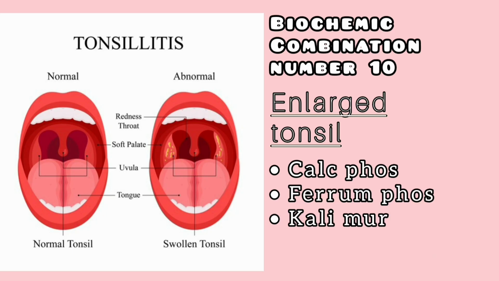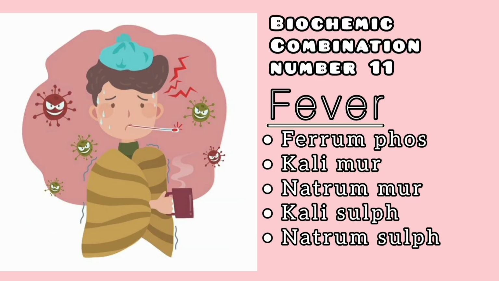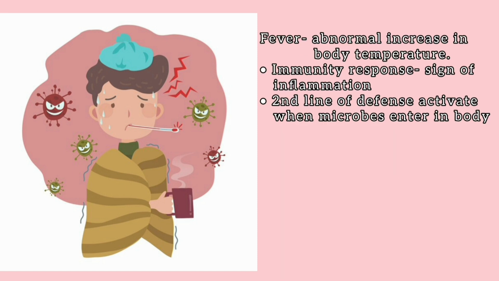Biochemic combination number 10, enlarged tonsil. Calcarea phos, ferrum phos, kali mur. Enlarged tonsils are swollen tissue in the back of the throat that can make it hard to swallow or breathe. Biochemic combination number 11, fever. Ferrum phos, kali mur, natrum mur, kali sulf, natrum sulf. Fever is an abnormal increase in the body temperature. It is an immunity response and a sign of inflammation. It is also a second line of defense that activates when a microbe enters the body.